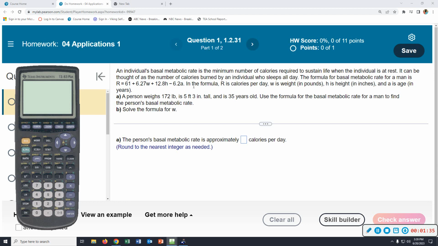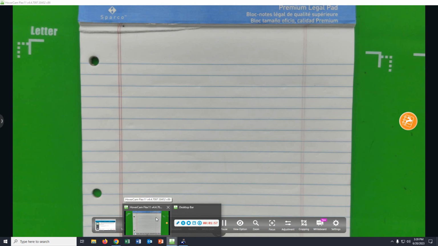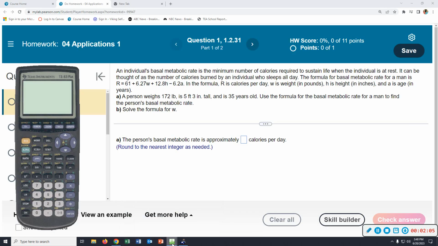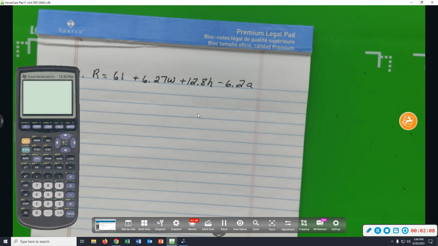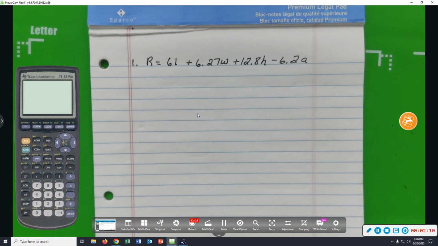R equals 61 plus 6.27W plus 12.8H minus 6.2A. So I'm just writing down the formula. So I've written it down.